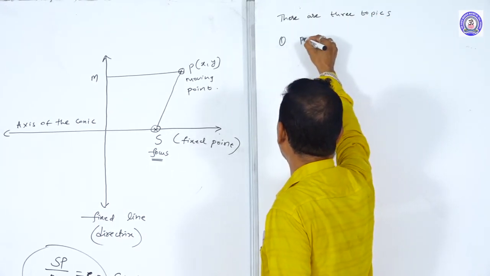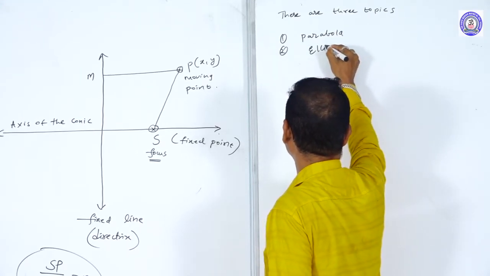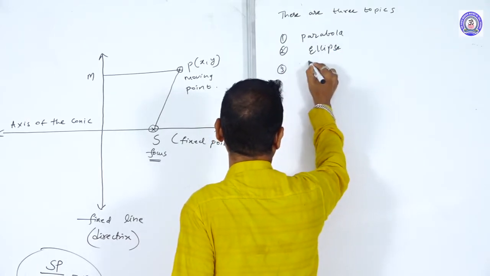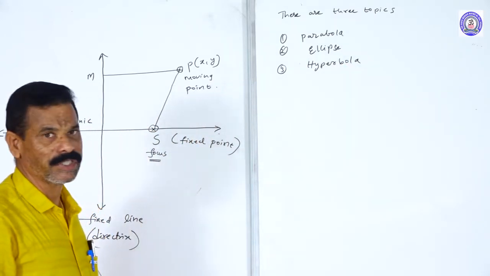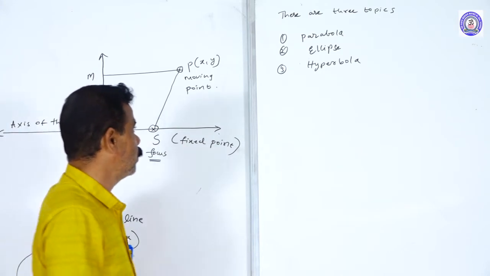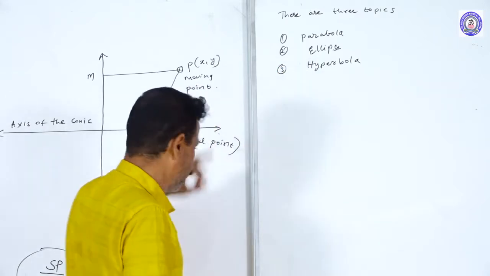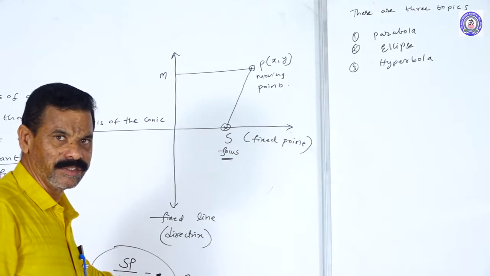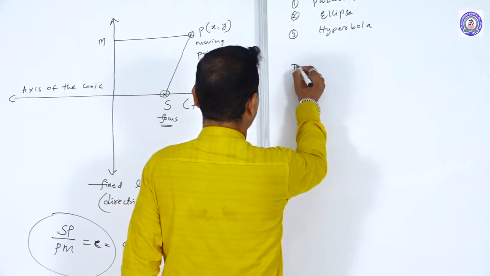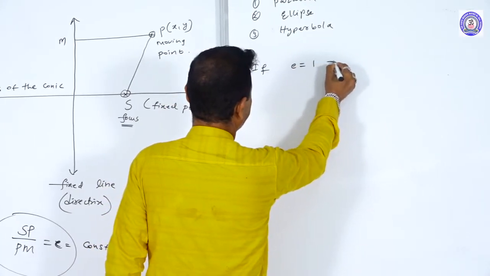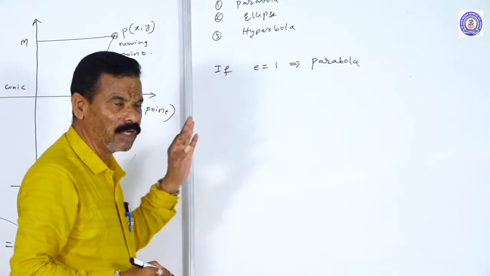One is parabola, second is ellipse, third is hyperbola. These are the three important topics from the conic section. Depending upon the eccentricity e of the conic: if e is equal to 1, it is called a parabola.